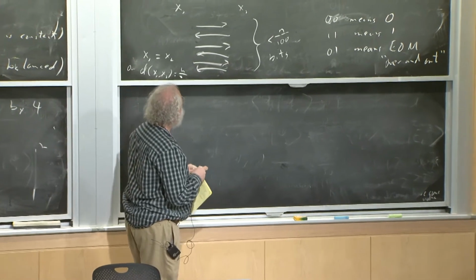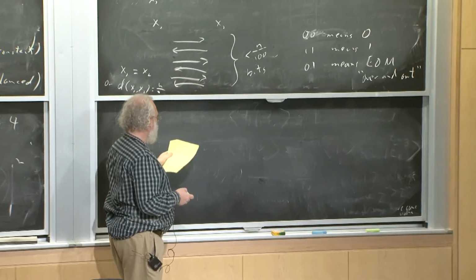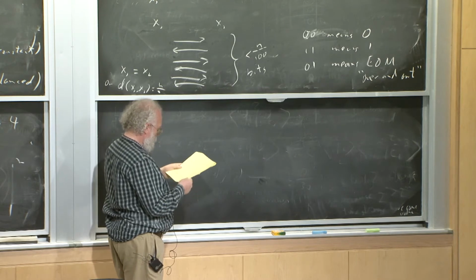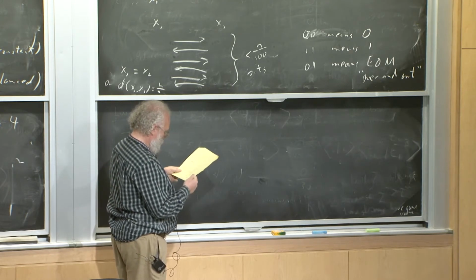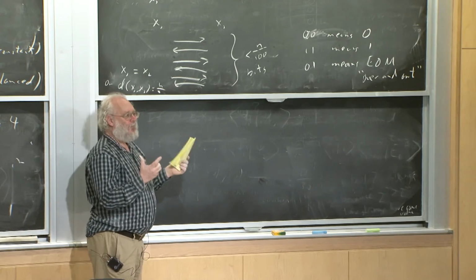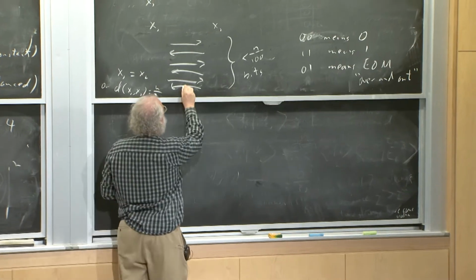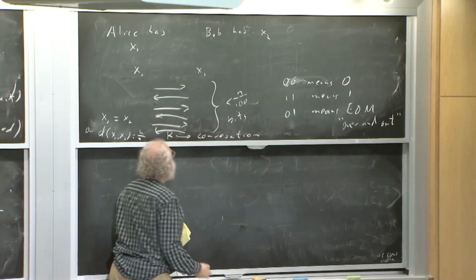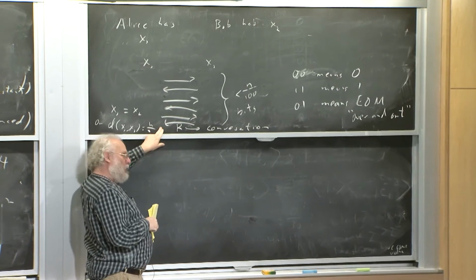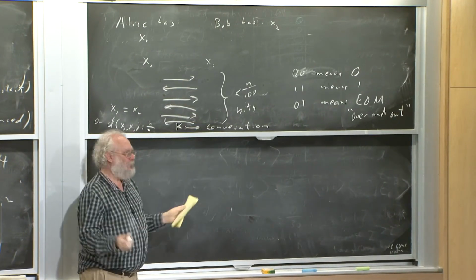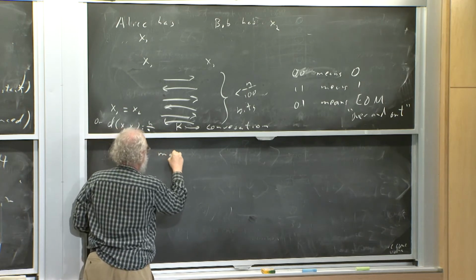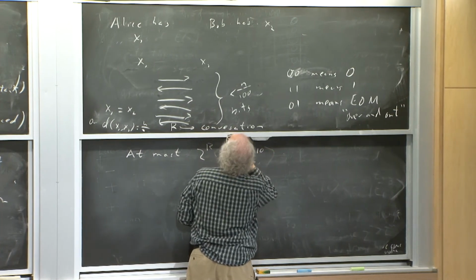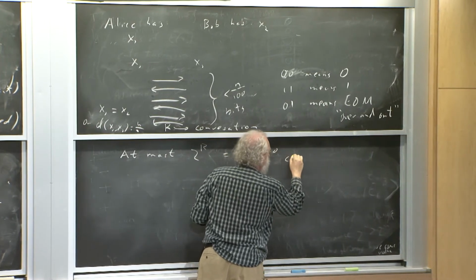Now, there is some record of this conversation, which I need to find a new variable name for. So let's call R the conversation. So that gives us both Alice's messages and Bob's messages. So there are at most 2 to the n over 100 conversations.